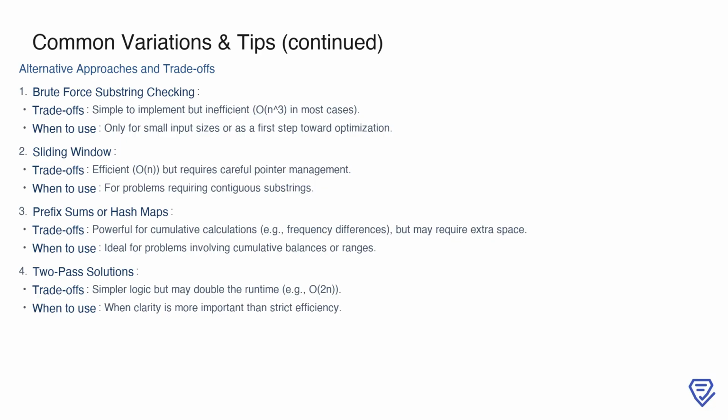Prefix sums or hash maps are another powerful option, especially for problems involving cumulative balances or range queries. However, they may require additional space, so you need to account for memory constraints. Lastly, two-pass solutions offer simpler logic and can be easier to implement, but they may double the runtime, typically resulting in O(n). These are best used when clarity and simplicity are more important than achieving the absolute best efficiency.